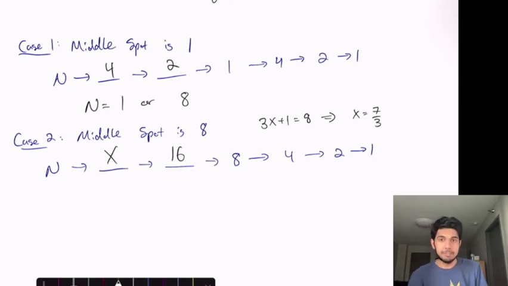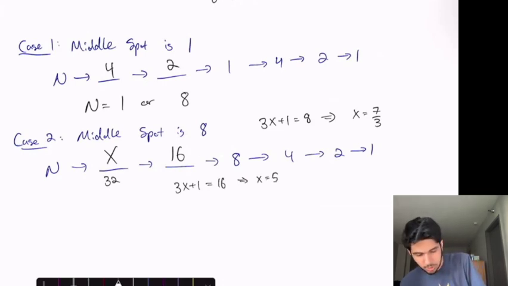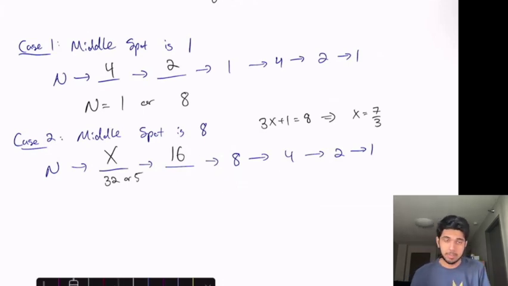Alright, let's move to the next spot, put an x there. If x is even, then x over 2 equals 16, which means it could be 32. Or we could have 3x plus 1 equals 16, and then we would say that x equals 5. So we could have 32 or 5 in this case. 5 works because it's odd, and 3 times 5 plus 1 is 16.